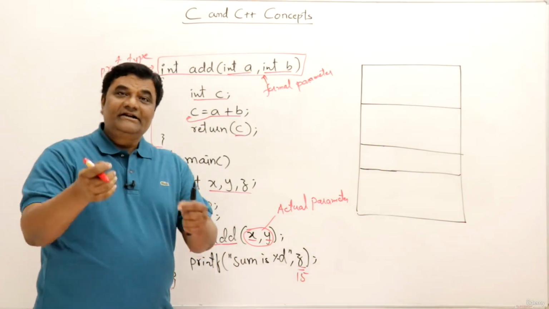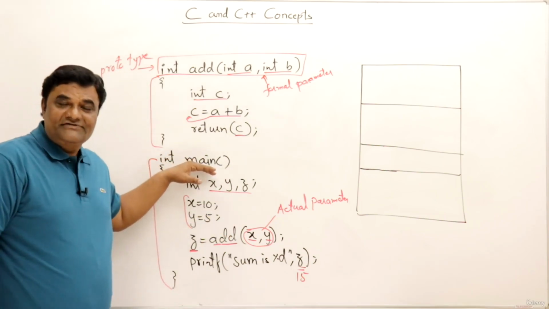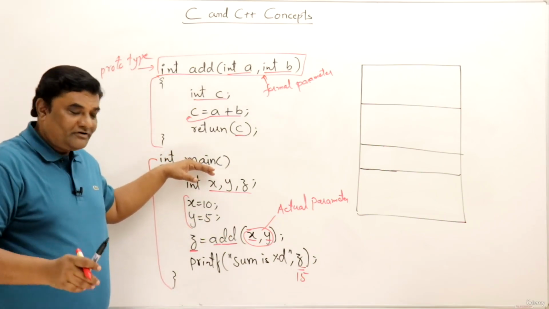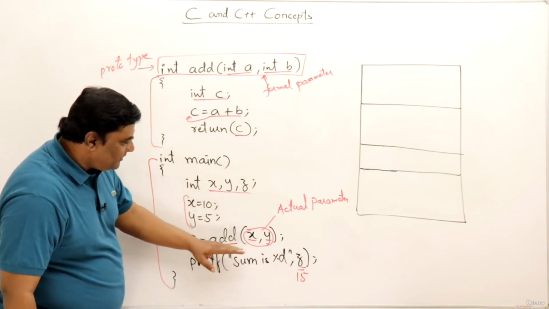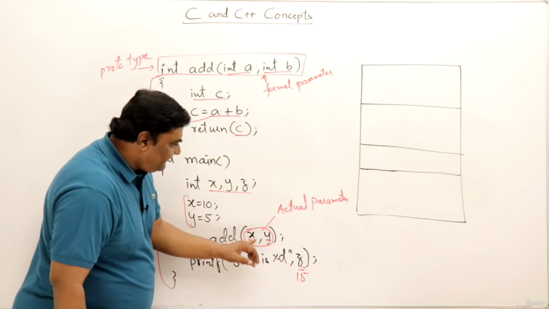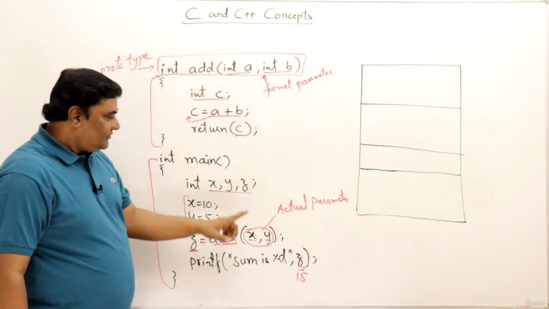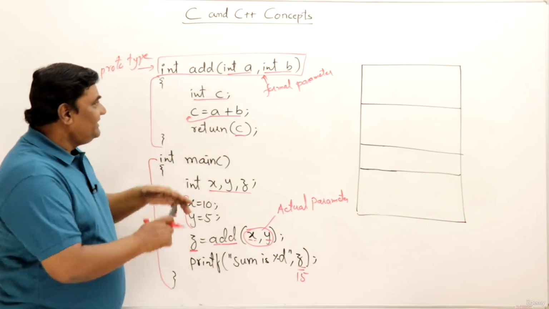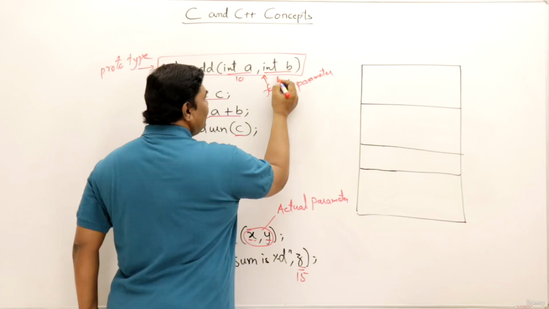Now let us understand the working once again. This is the main function. The program starts from here, the starting point of a program. Three variables are declared. Values are assigned. The function is called, so the control goes here. And when the control is transferred, the values of actual parameters are copied into formal parameters. So the x value, that is 10, is copied in a, and 5, that is the y value, is copied in b.